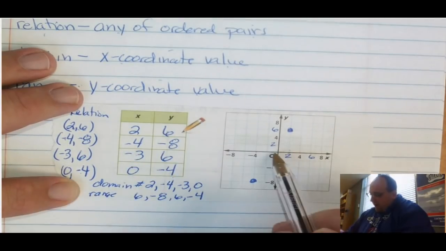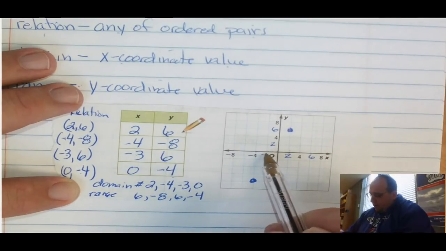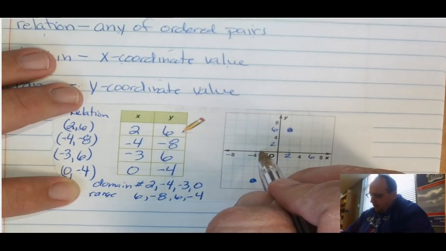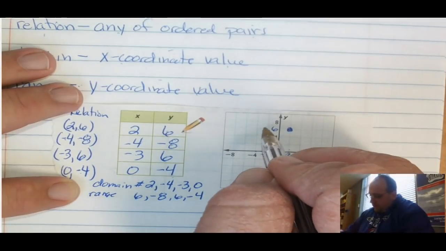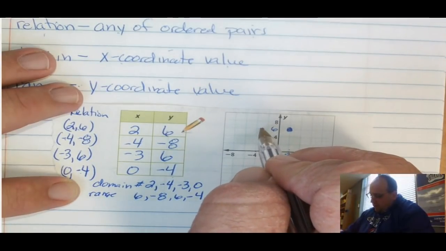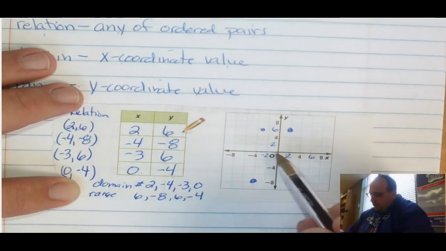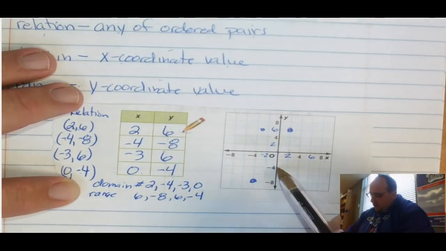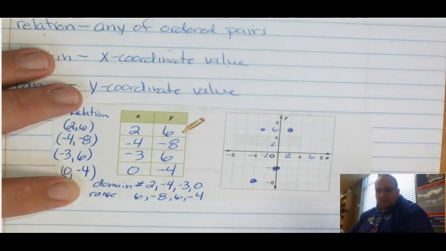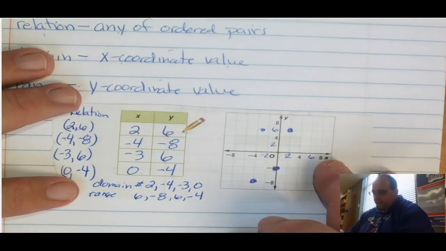I'm going to go where x is -3. I know that -3 is between -4 and -2, so I'm going to go right here. Now I have to go all the way up to 6. So -3 is right here between those two vertical blue lines. All right. Then the last one, 0, -4, so I'm going to go to 0, go down to -4, which is going to be a y-intercept point. And now I've graphed my points, all right?